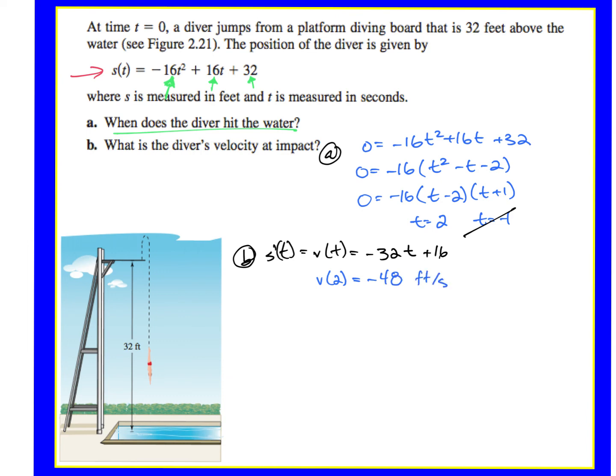Now, why is it negative? Because my diver is going downward. All right? I could ask this question too, and I will on your quiz next week. What is the speed at impact? 48 feet per second. But the velocity is what? Negative 48 feet per second. Does that make sense? All right, cool. I want you to write these down, and then I'm going to do a couple more with you.